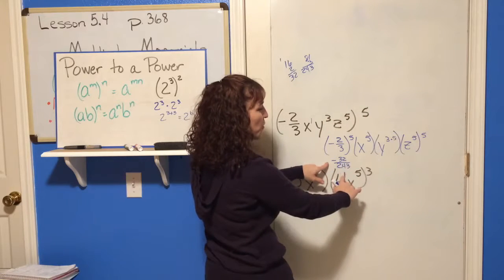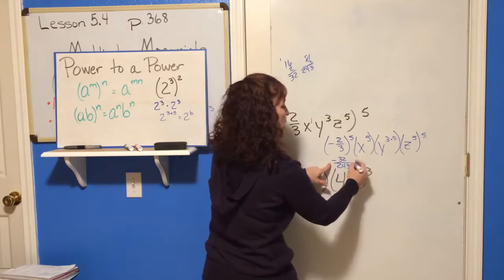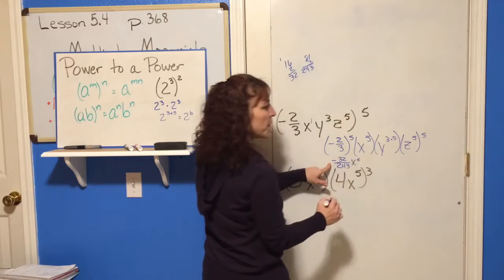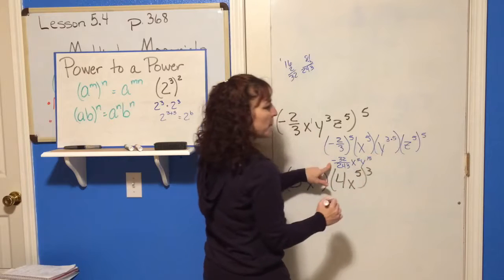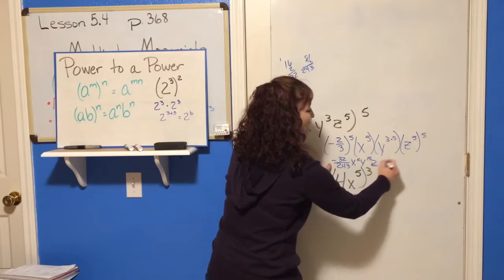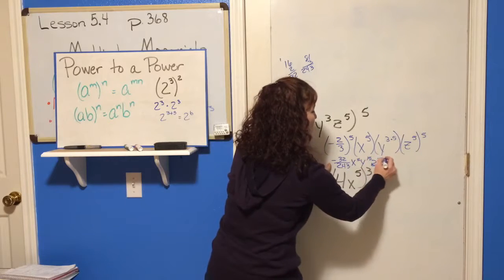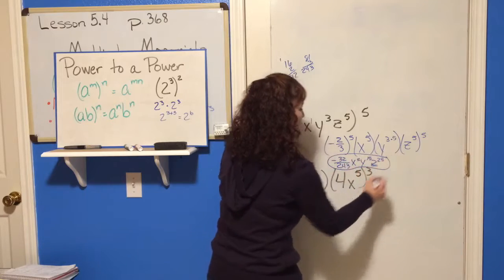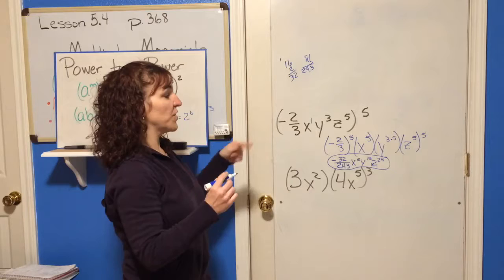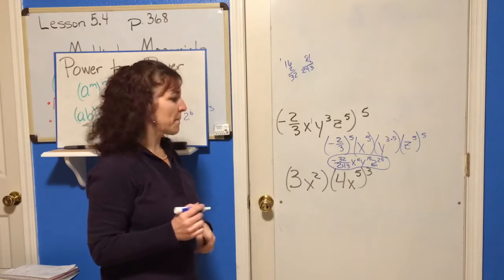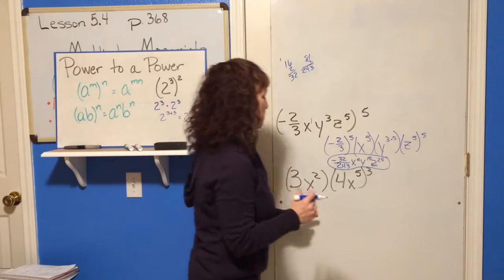So negative 32 over 243 times x to the 5th times y to the 3 times 5 is 15, times z to the 5 times 5 is 25. And I should have given myself more space so you could see that. So negative 32 over 243, x to the 5th, y to the 15th, z to the 25th. All right, last one. Here we go.